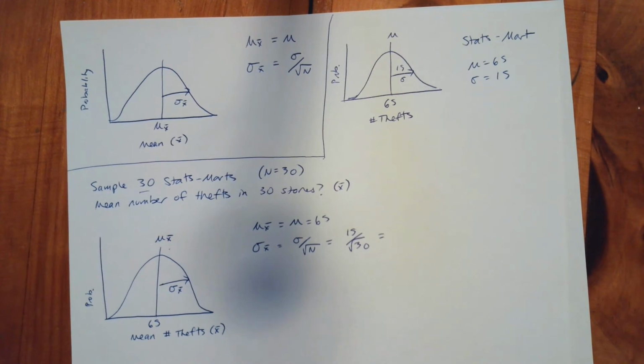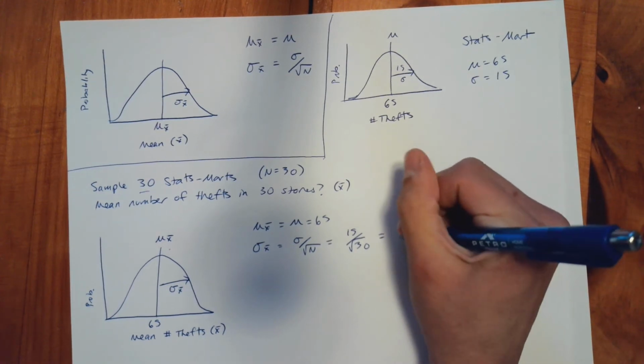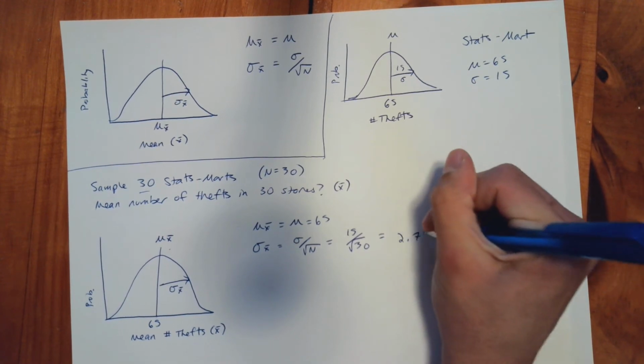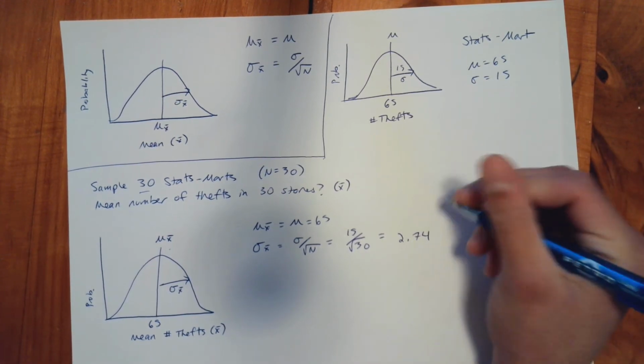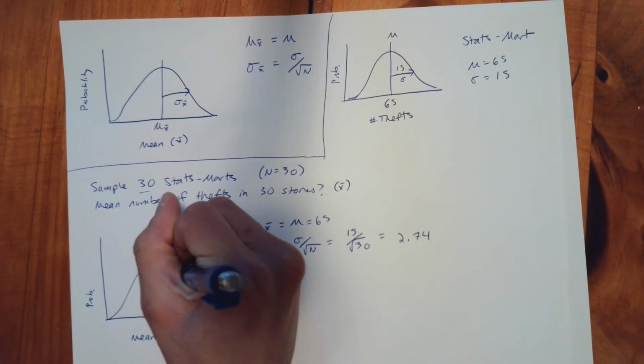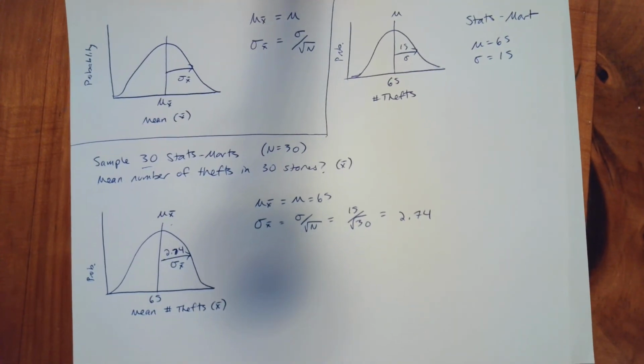So now we can just do the math to find our standard error for this distribution. And if you divide 15 by the square root of 30, you should get a standard error of 2.74 thefts. So this tells us that the standard error for this distribution is 2.74.